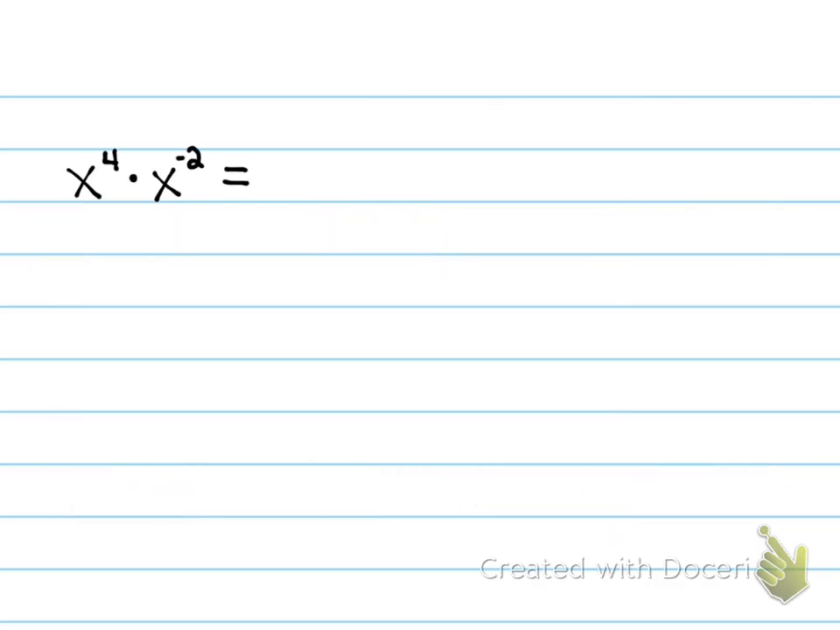So let's look at a couple of examples here. So I have x to the 4th times x to the negative 2. Well, I don't want to work with a negative exponent, so to get rid of that negative exponent, I'm going to move it down into the denominator position. And now this is just my dividing exponents rule. I have x to the 4 over x to the 2. I'm going to use my shortcut and do 4 minus 2. Leaves me with x squared.